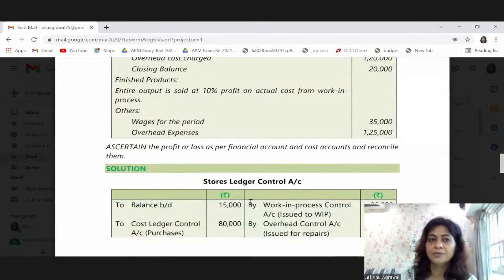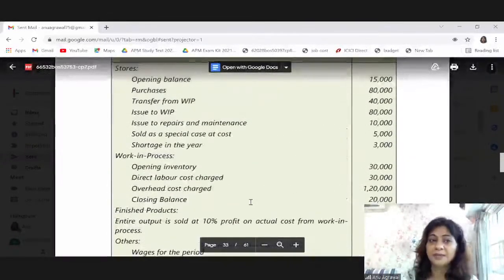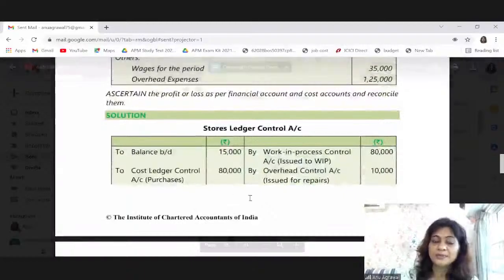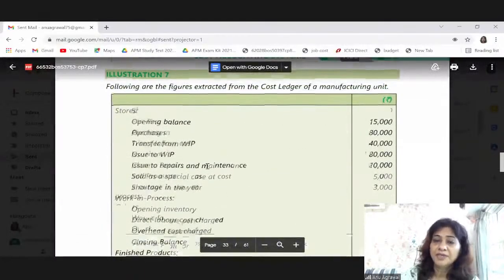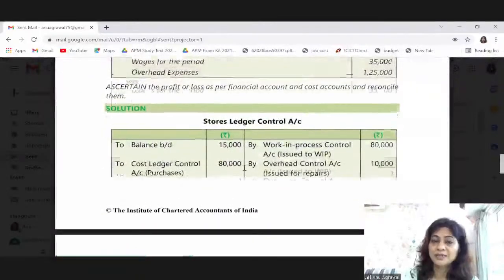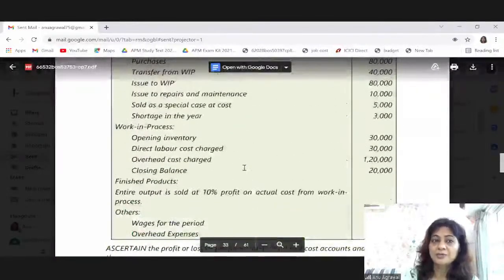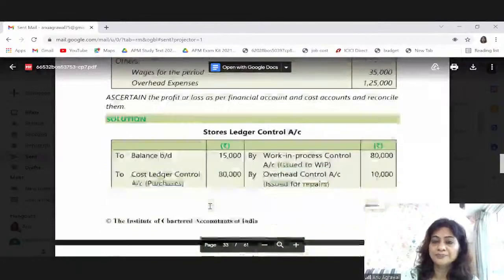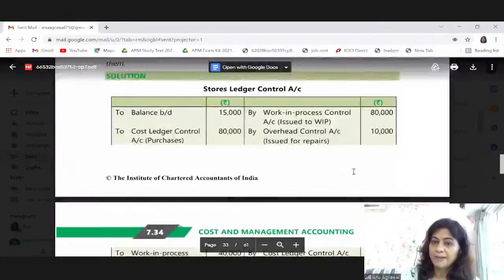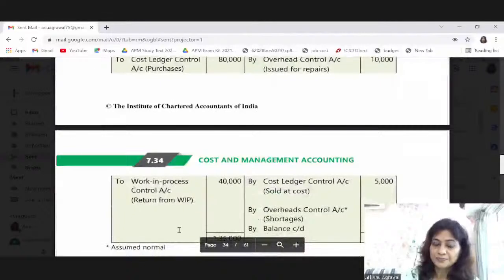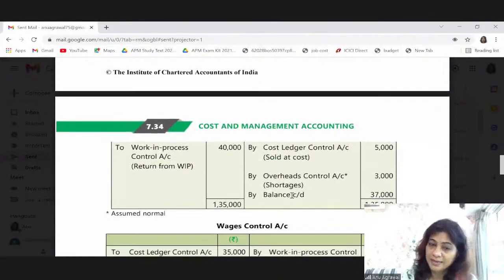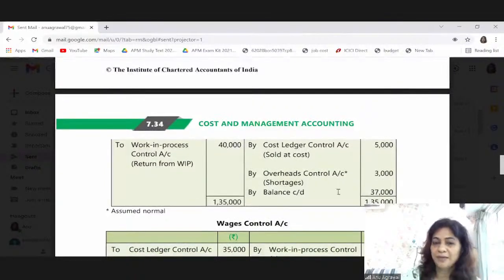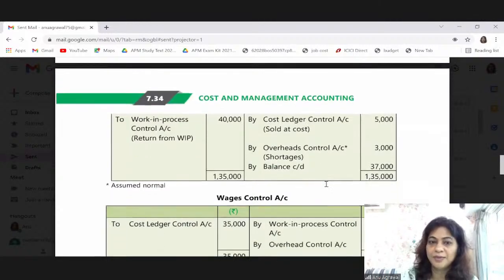See, stored ledger account we made. I think now everybody can make it. We had the opening balance. They have made it non-integrated. Purchases to CLC, how much is being issued to WIP, repairs, return from WIP, sold, any kind of shortage. So we have made a account. This is what they're expecting. I think everybody will be able to make it.